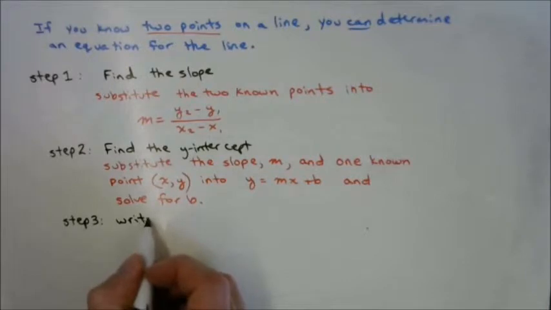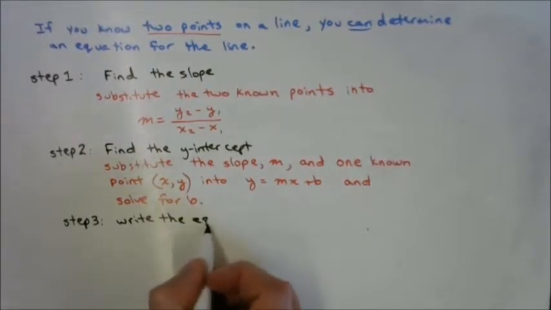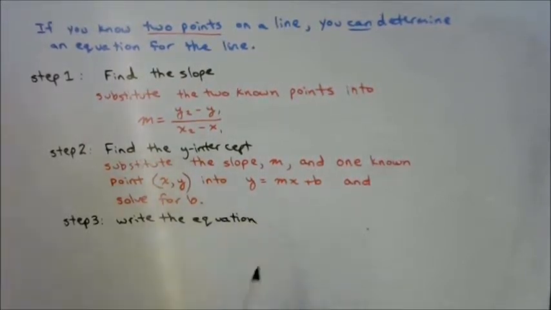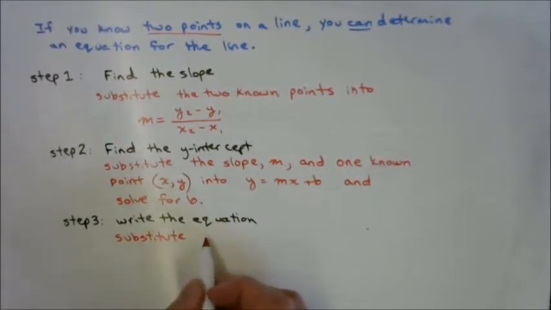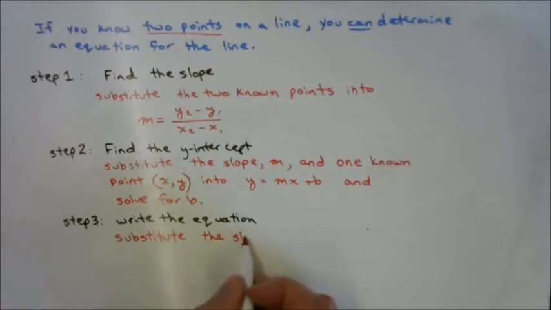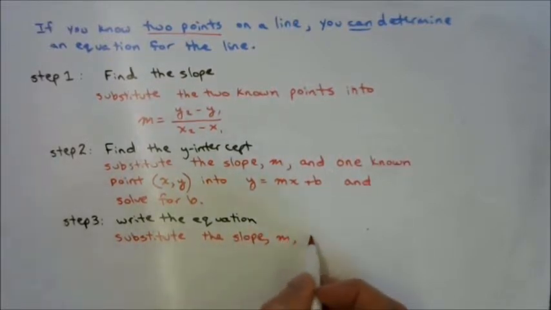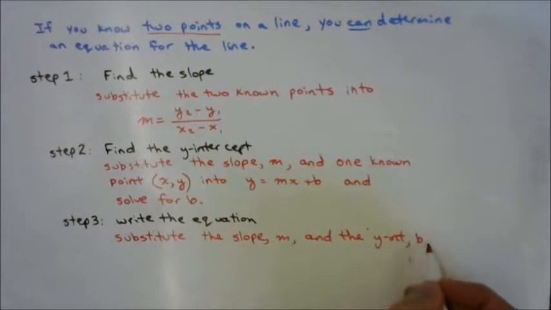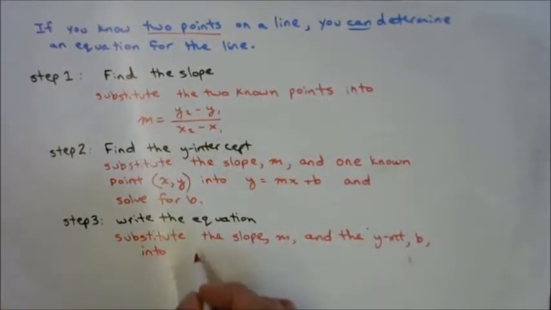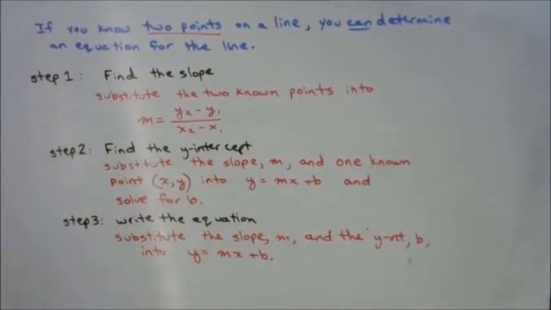Step 3 is simply write the equation. How? Well, you now know slope, you know m, and you know b. So substitute the slope, m, and the y-intercept, b, into y equals mx plus b.